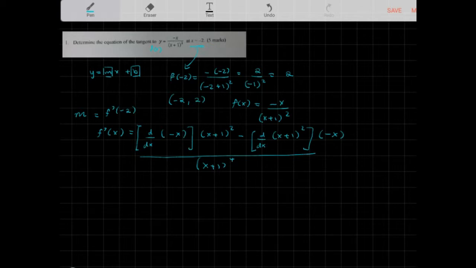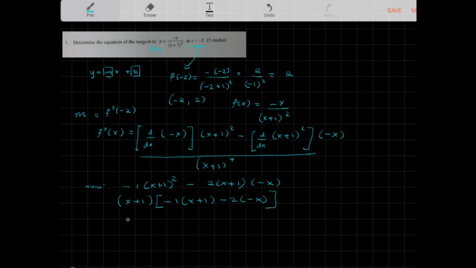Okay, if I clean up the numerator a little bit, we get -1 times (x+1)^2 minus, you're going to be using the chain rule here, so 2 times (x+1), because the derivative of the inside of this is 1, we don't have to write it, times -x. And if I simplify this, I'm going to factor out an (x+1) here. So if I factor out an (x+1), we get -1 times (x+1) minus 2 times -x. And this is going to give me (x+1) times (-x-1).